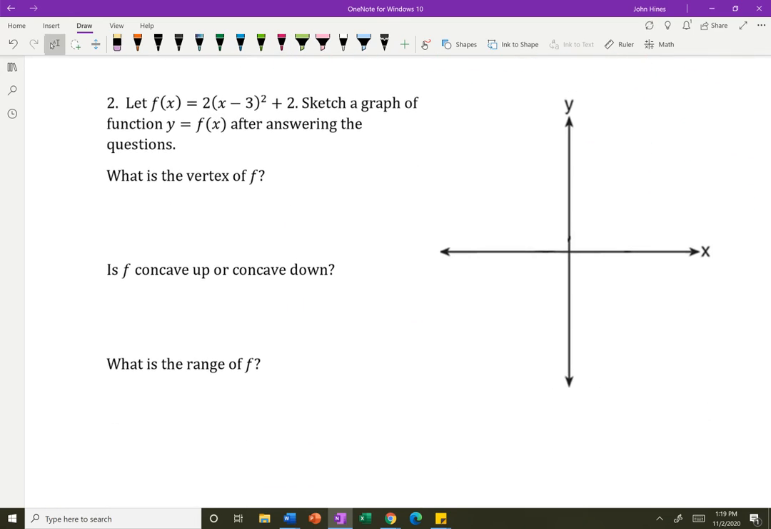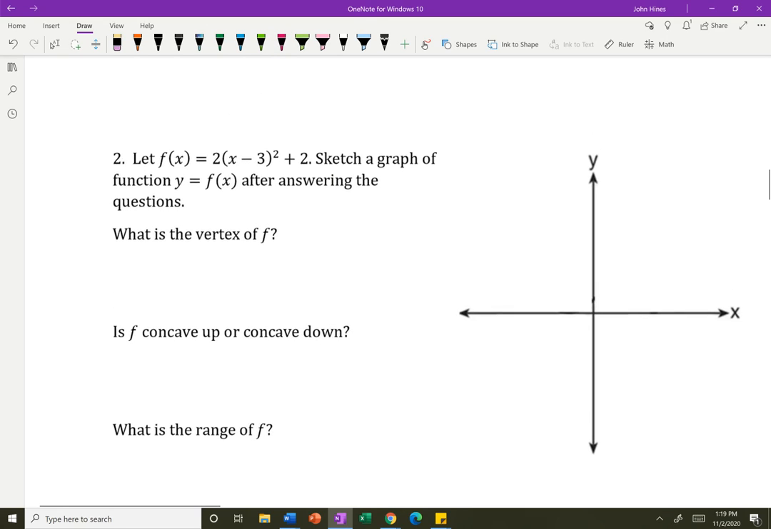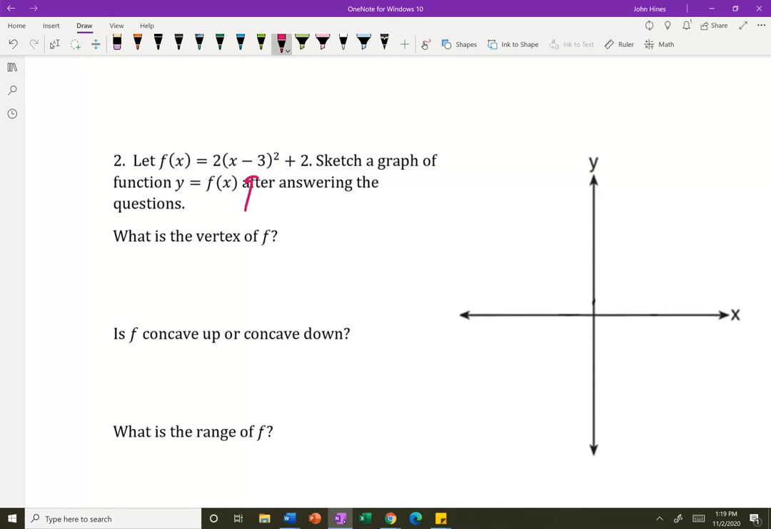So let f of x equal 2 times x minus 3 squared plus 2. What's the vertex? So the vertex starts off at 0, 0, but what transformations occurred here? I went right 3 and up 2. So that's my new vertex, right 3, up 2.